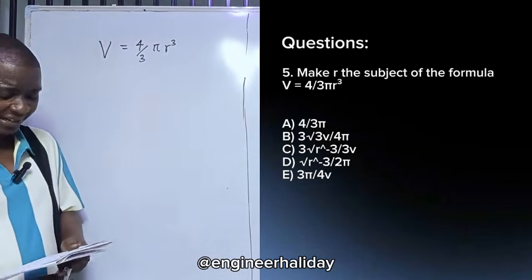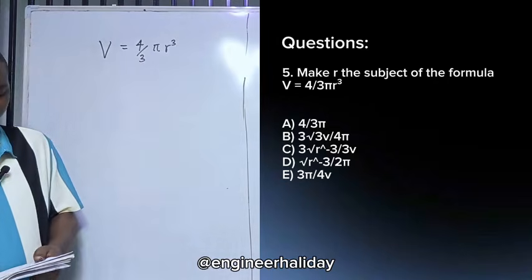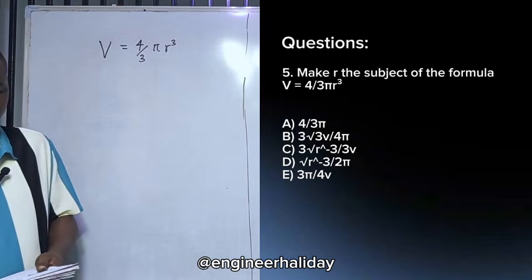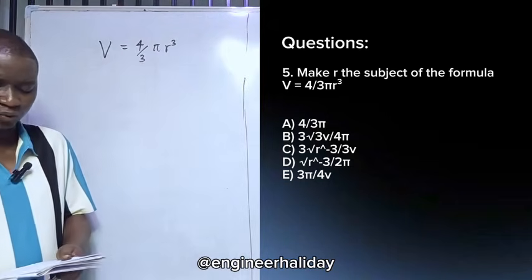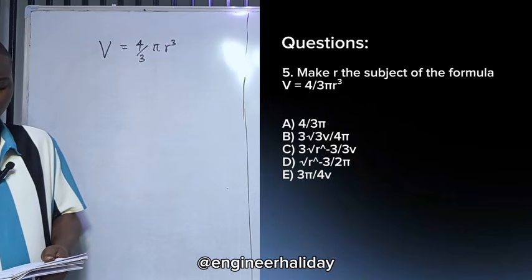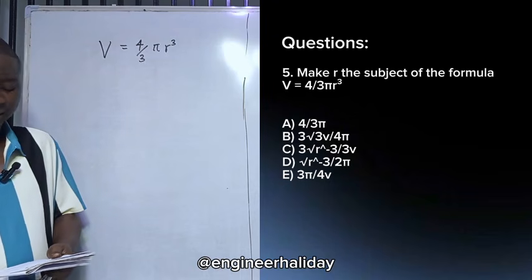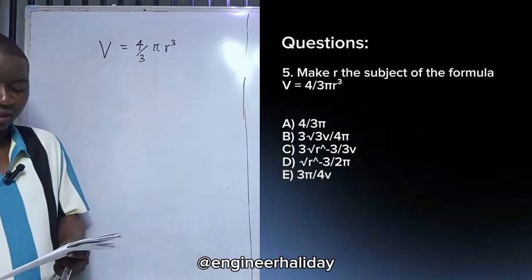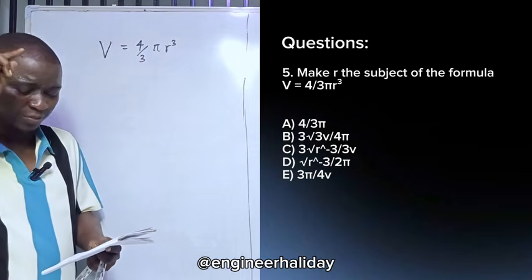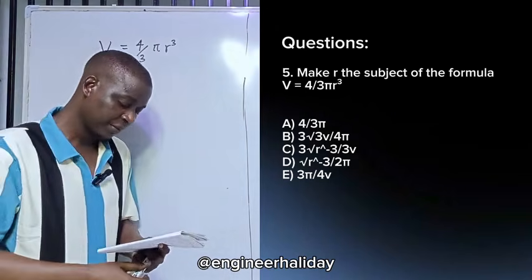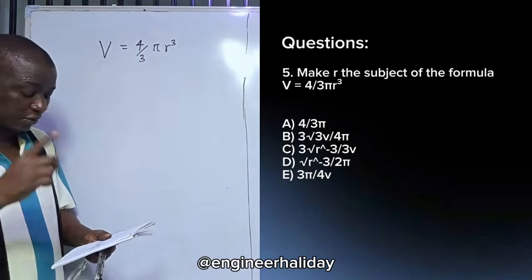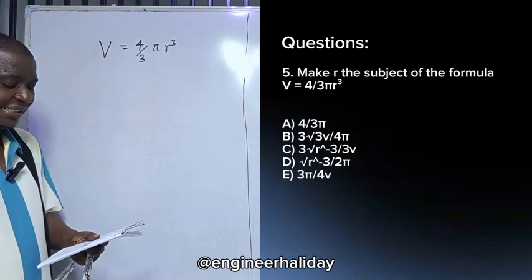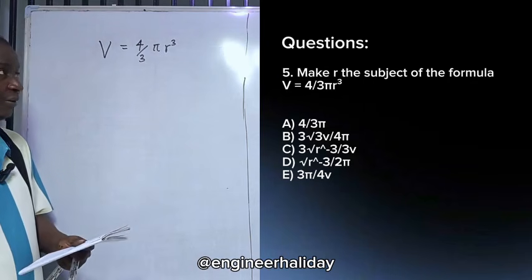V equal to 4 over 3 pi R cube. A says 4 over 3 pi. B, cube root of 3V over 4 pi. C says cube root of R raised to power minus 3 over 3V. D, cube root of square root of R raised to power minus 3 over 2 pi. D says 3 pi over 4V.